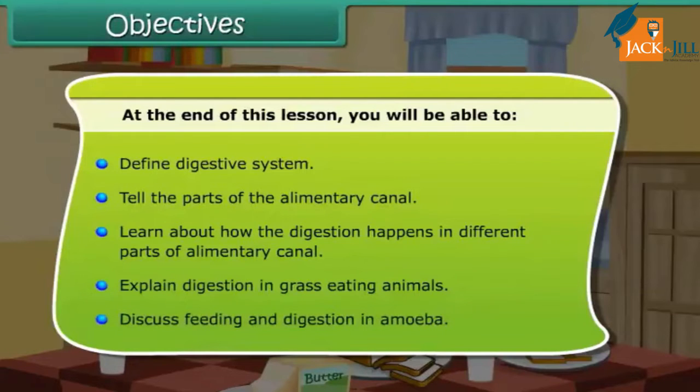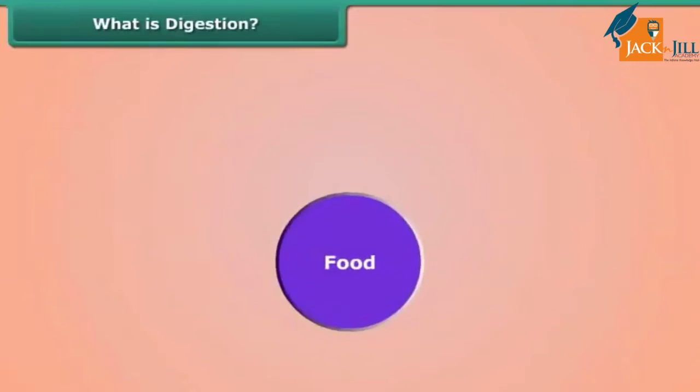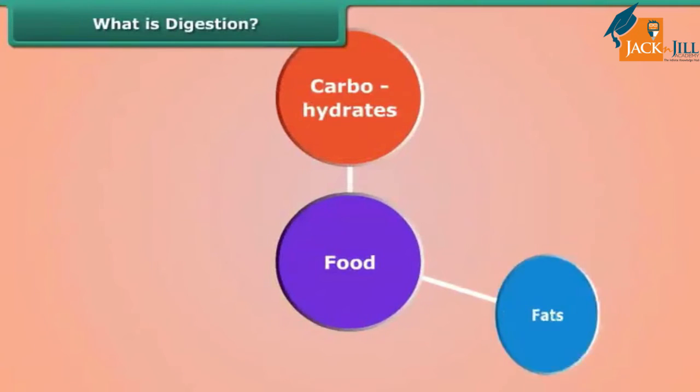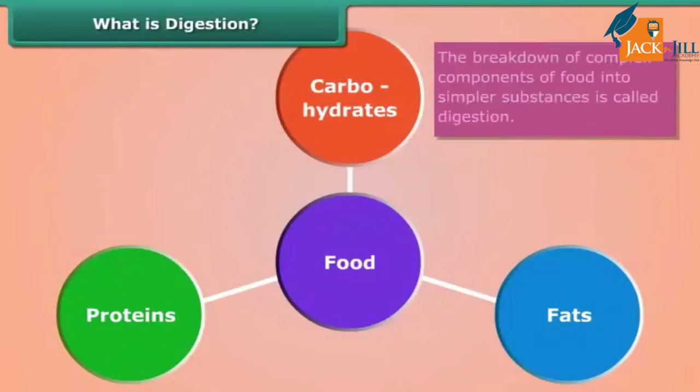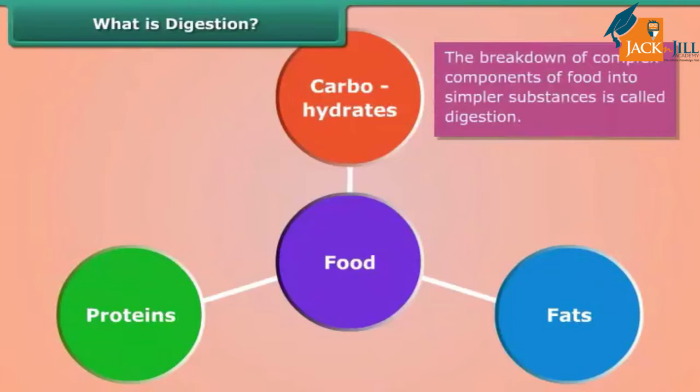and digestion in amoeba. We all know food is made up of complex substances like carbohydrates, fats and proteins. We cannot utilize these substances as such, so they are broken down into simpler substances. The breakdown of complex components of food into simpler substances is called digestion. Let us study digestion in human beings.